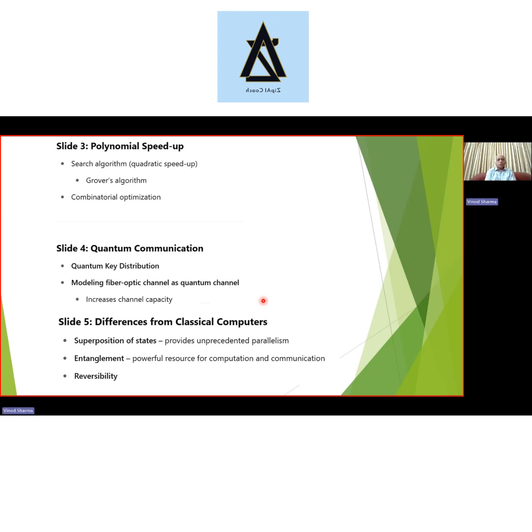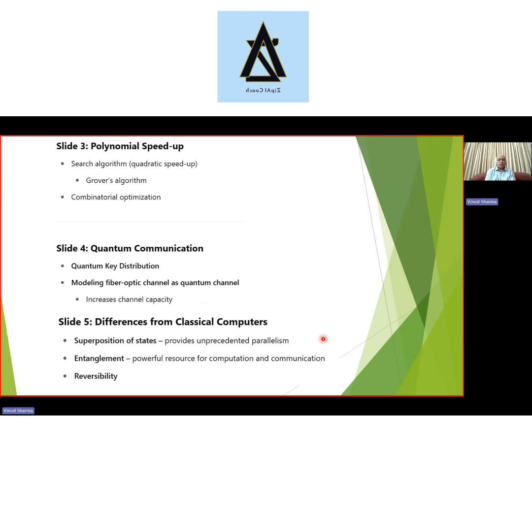Now let's talk about the differences between classical computers and quantum computers, and these differences lead to the speedup that we have talked about for quantum computers. There are three main differences in quantum computers from classical computers. One is the superposition of states.